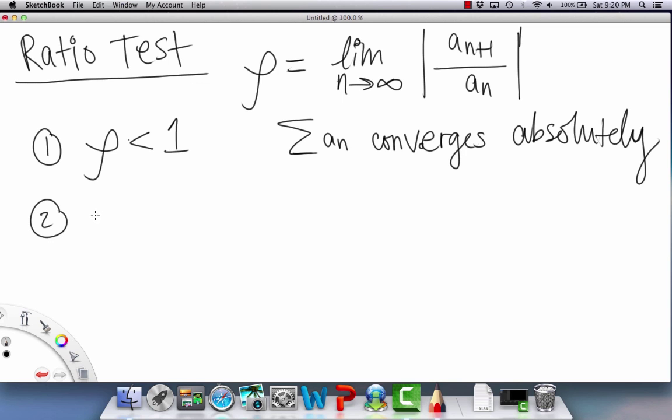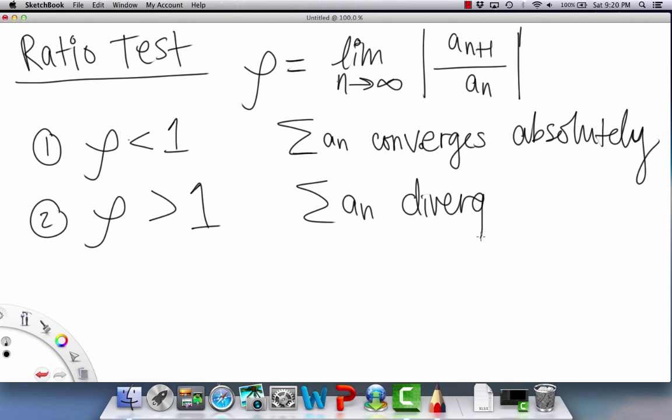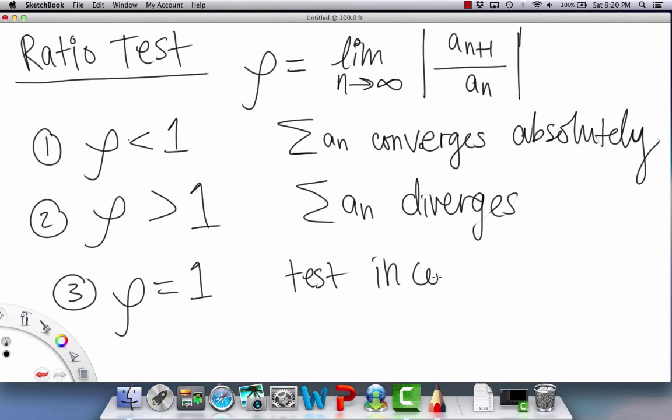The second case is for rho to be greater than 1. And in that case, it's pretty simple. Our conclusion is just that the sequence diverges, or this series diverges, the sum. And the last one, as you might deduce, is when rho equals 1 exactly. Then that means that the test is inconclusive.